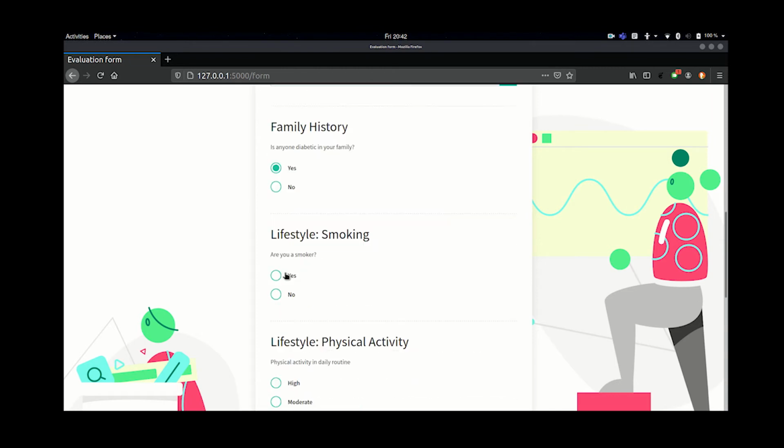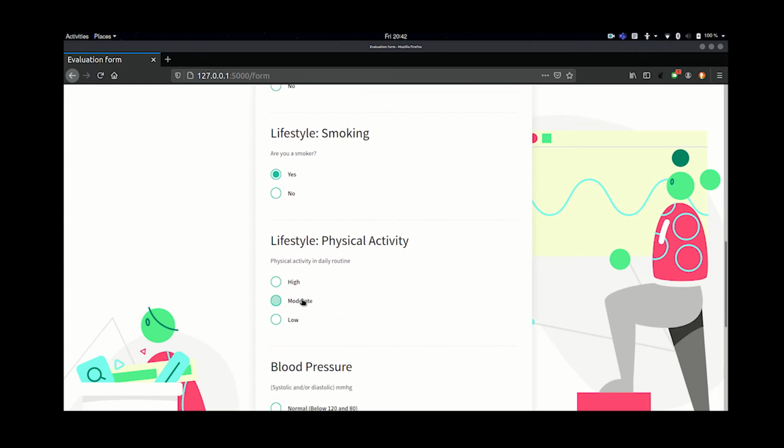Based on my user inputs, the algorithm that will be used will be support vector machine, and that will output the possibility of the risk level that I may be diabetic or not.